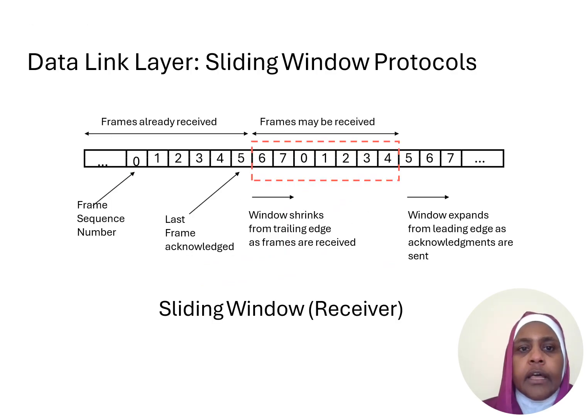On the receiver side, this window slides after sending acknowledgements, where the last frame acknowledged is outside of the window, and the expected frames are inside the window. The window shrinks from its lower end as the frames arrive and are acknowledged, and it grows from its upper end as the frames come unacknowledged.